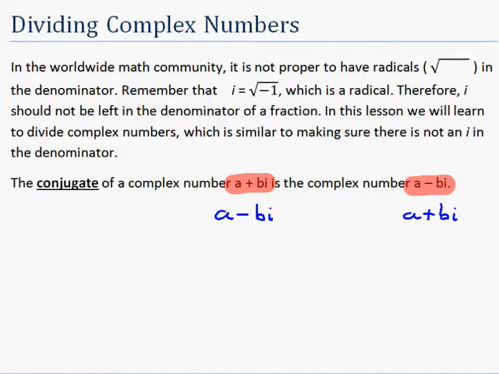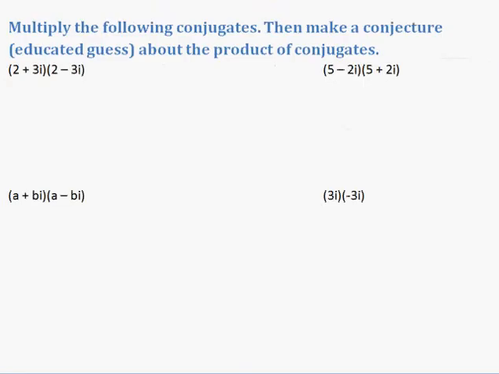And we're going to use conjugates. We're going to actually investigate this a little bit about conjugates, and then we'll use those in dividing. So multiply the following conjugates, which we learned how to multiply imaginary numbers. Then make a conjecture about the product of conjugates. So let's multiply these. These should look familiar to us. This is almost like an a plus b times a minus b.